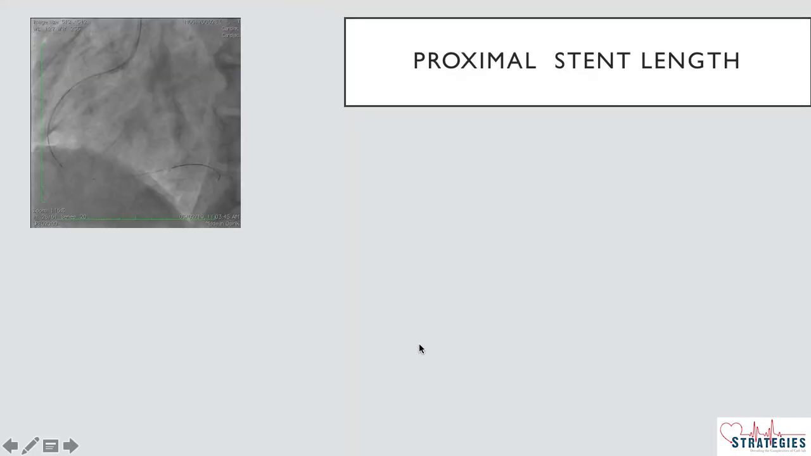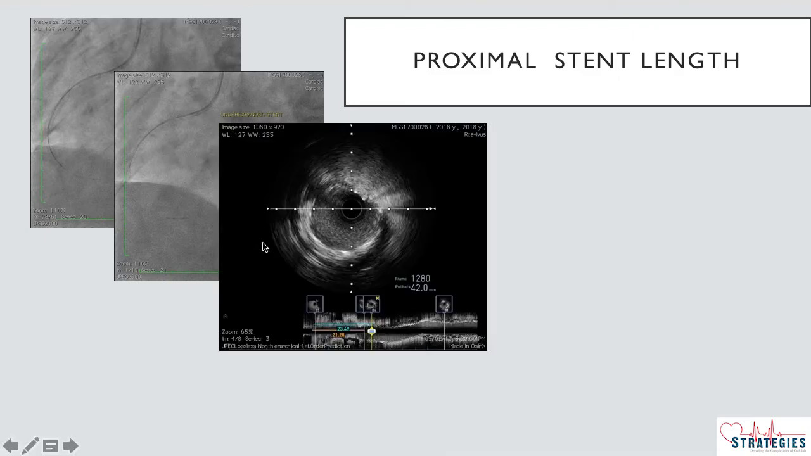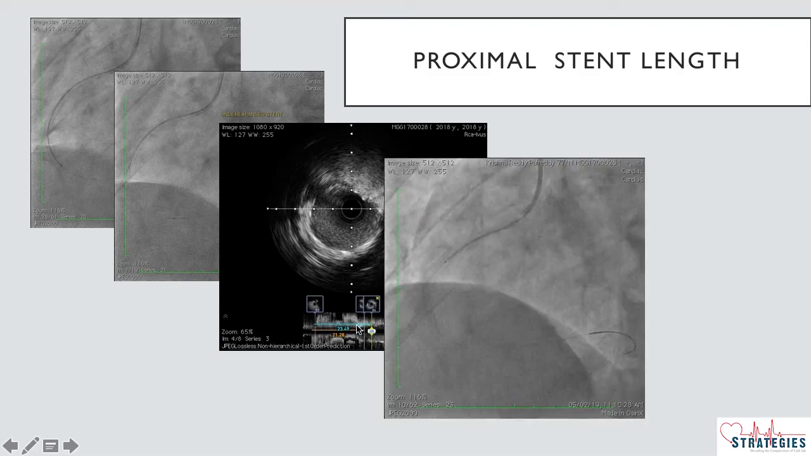After deployment, again I did an IVUS to understand the length of the proximal stent. You can see this is the distal stent, from here to here. This is the overlap which I want to do, right? And this is the length up to the ostium. From the ostium to the distal stent it is 23 millimeter, that is 24 millimeter. So I took a 28 millimeter stent because I have to overlap and put it into the ostium. This is 3.5 x 28 millimeter.